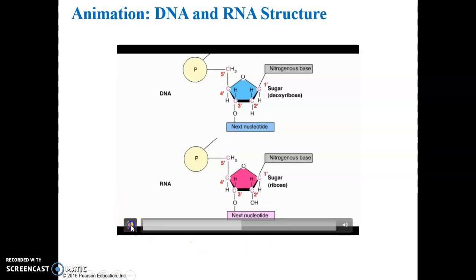to the phosphate group. This numbering of the carbons in the nucleotides for DNA and for RNA, you don't need to worry about that. I will not ask you that at all.